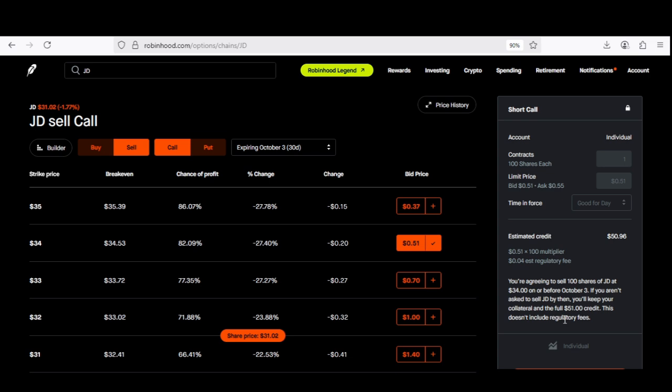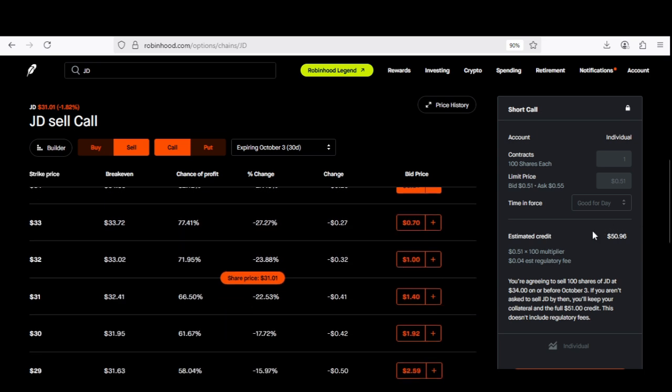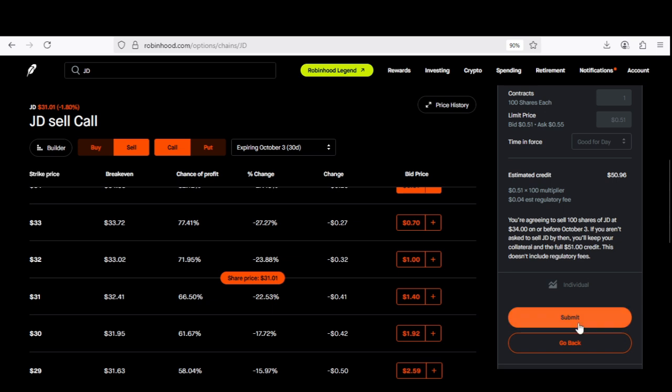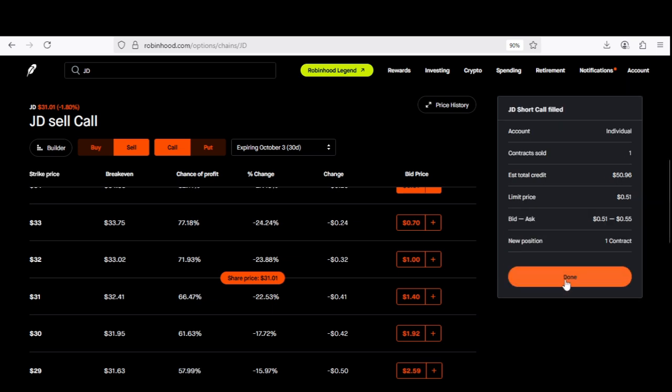Then it tells me I'm agreeing to sell 100 shares of GD at $34 on or before October 3rd. I'm going to give you the exit strategy for this trade as well. Let's hit submit. That should be filled because the suggested price was the Robinhood price. And there you go, that has been filled.